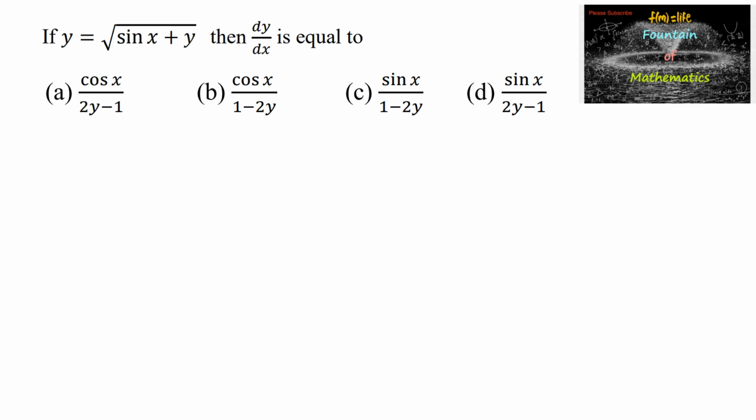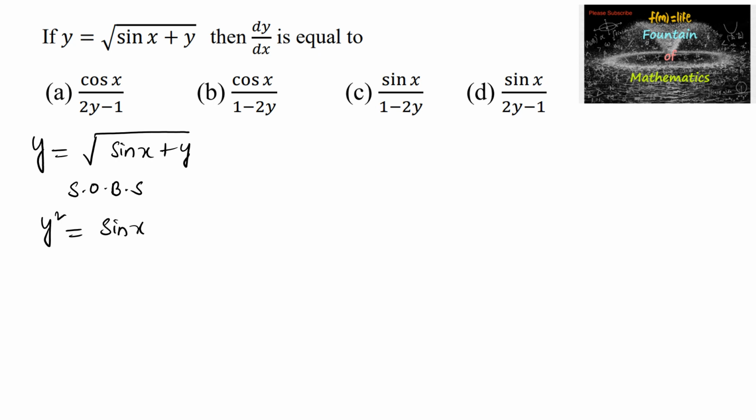If y is equal to root of sin x plus y, then dy by dx is equal to. So it's given y is equal to square root of sin x plus y. Let's do squaring on both sides. So we get y square is equal to sin x plus y. Now let's differentiate with respect to x.